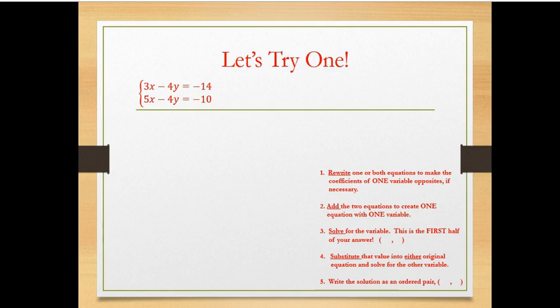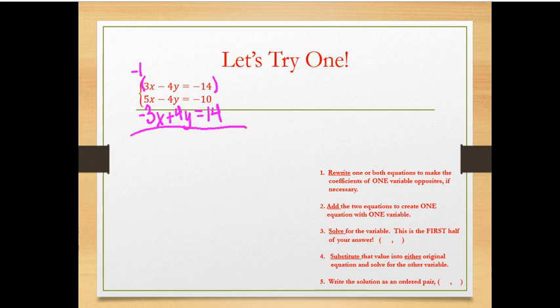So what we can do is multiply one of our equations by negative 1 all the way across just to change the sign, because 4y and negative 4y would then be opposites. So I'm going to multiply the top equation all the way across by negative 1. And what that's going to give me is negative 3x plus 4y equals positive 14. It just changes the sign of all the terms in that equation.